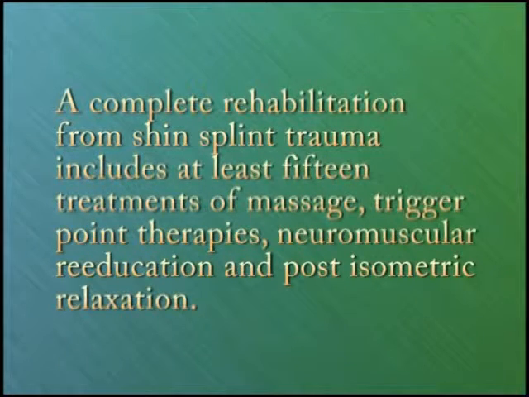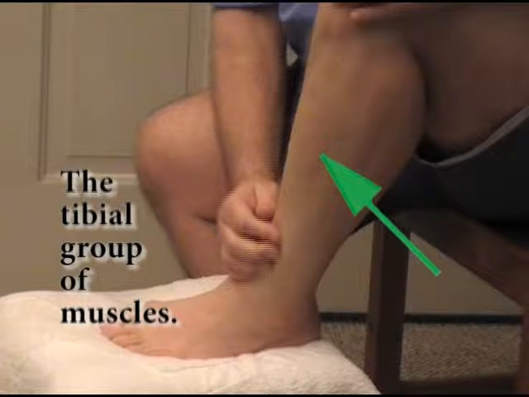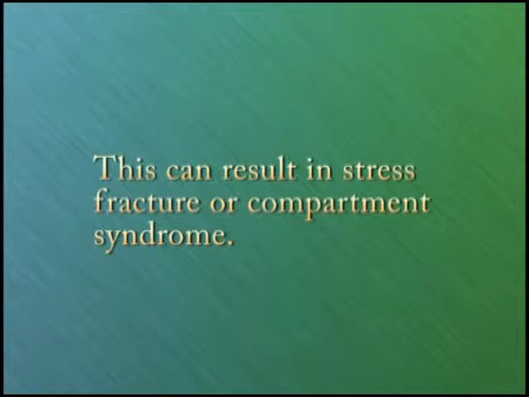A complete rehabilitation from shin splint trauma includes at least 15 treatments of massage, trigger point therapies, neuromuscular reeducation, and post-isometric relaxation. In the case that rehabilitation is not completed, an individual is in danger of re-injuring the tibial group of muscles. This can result in stress fracture, or compartment syndrome.